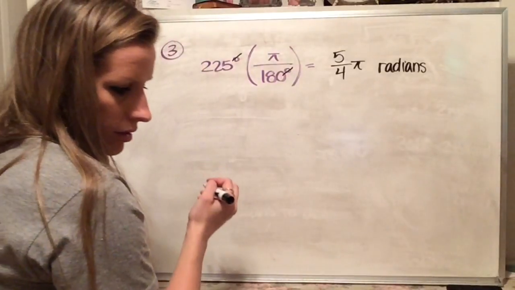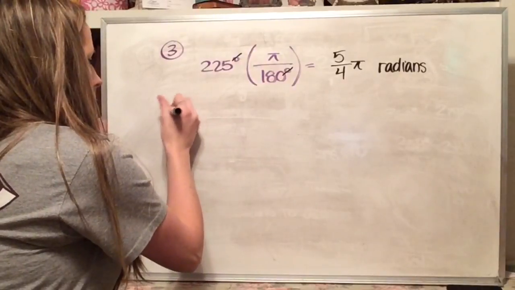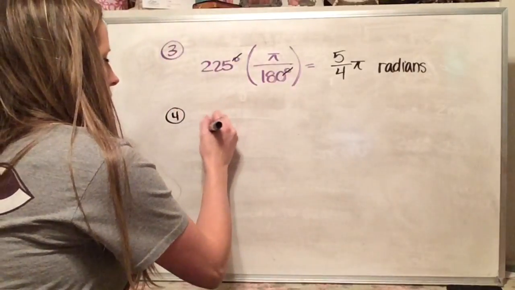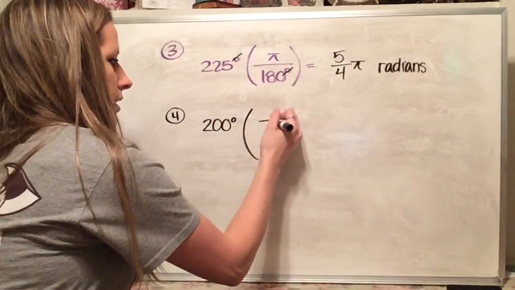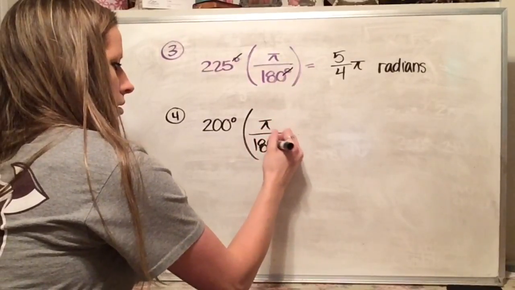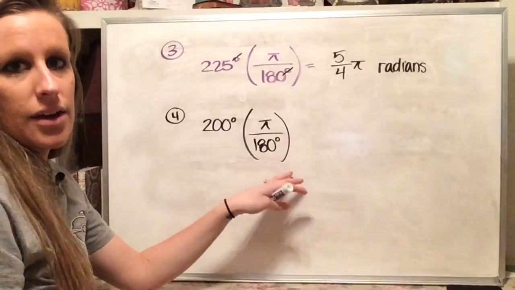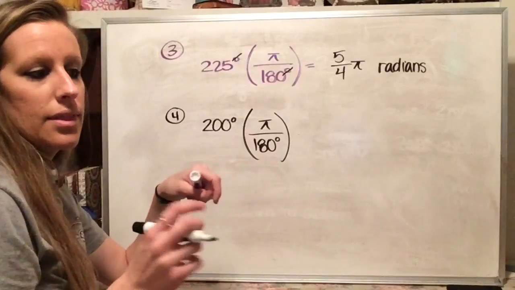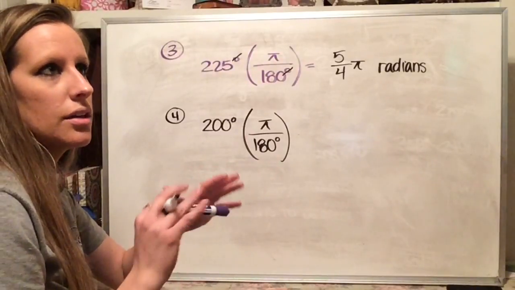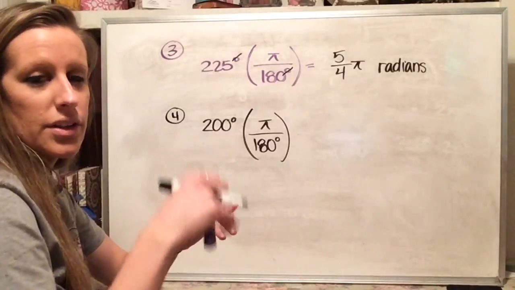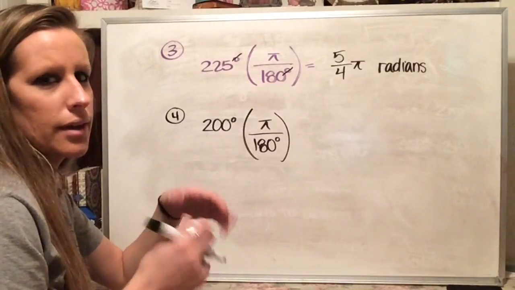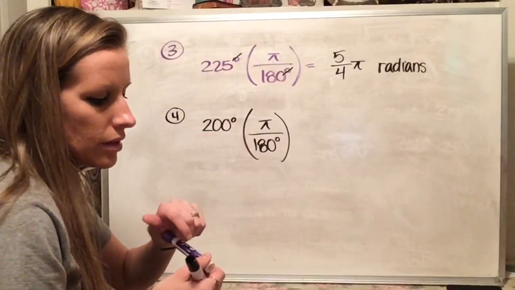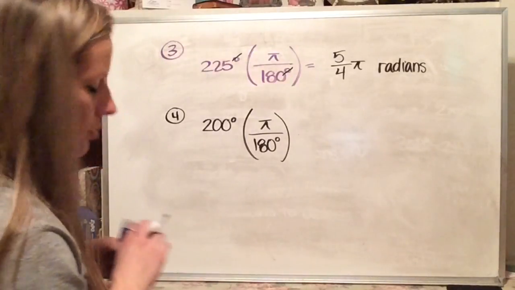So number 4, this time we aren't going to leave it in terms of pi. It says round to 3 decimal places. So 200 degrees, we're going to change it to radians. So we're going to put in that entire fraction: 200 parentheses pi divided by 180. The pi symbol is on your calculator, on the right side under the arrows, kind of halfway down. We're going to round to 3 decimal places.